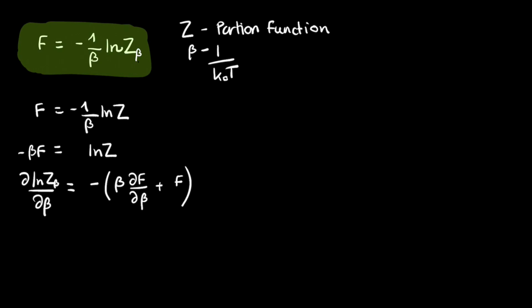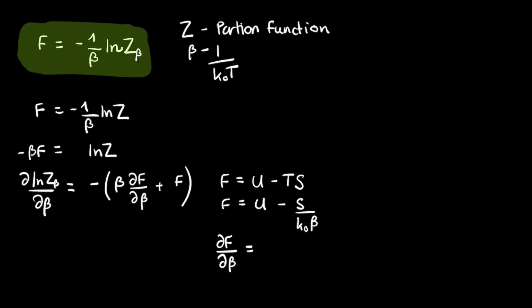So where do we go from here? Well, remember what F is. F is U minus TS right here. But I'm actually going to rewrite this F. Instead of writing T, I'm going to substitute for beta. F is equal to U minus, instead of T, what's T in terms of beta? Well, that's just going to be 1 over kB beta, so S over kB beta right here. So that is what F is in terms of beta. And we're going to take the partial derivative of F with respect to beta.